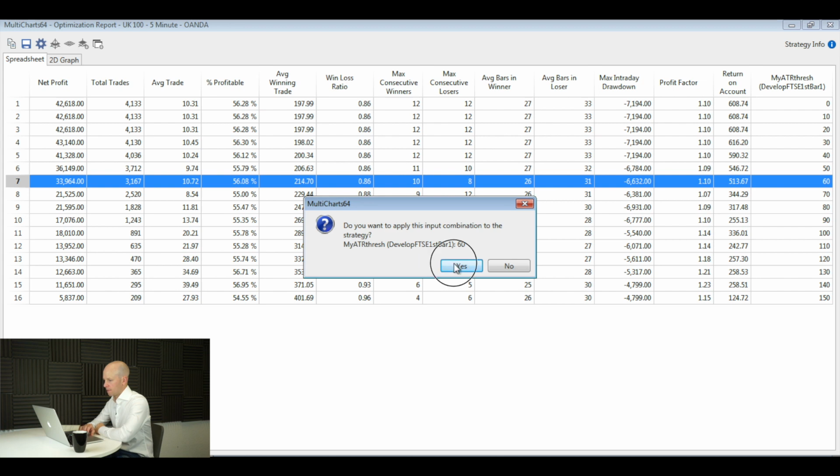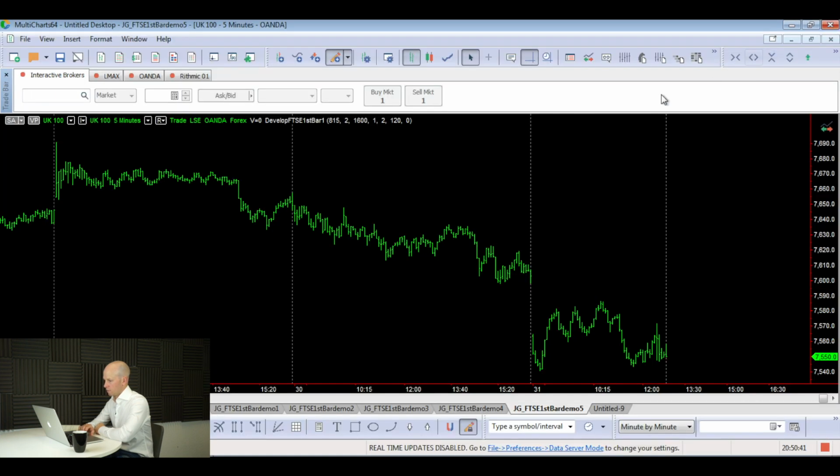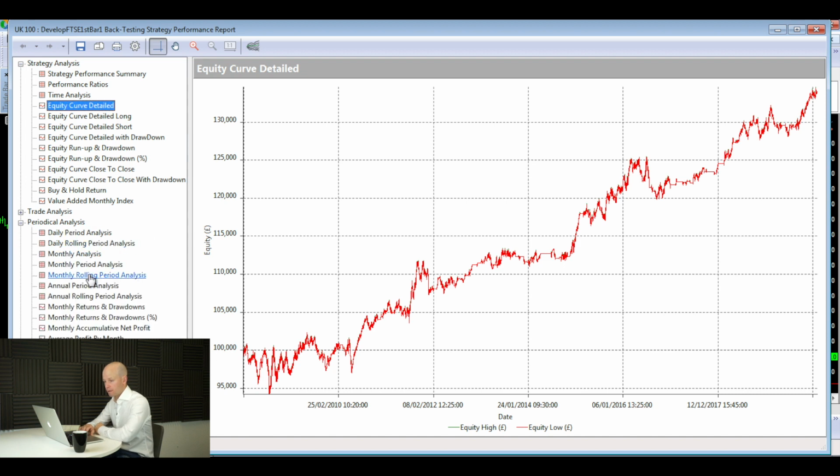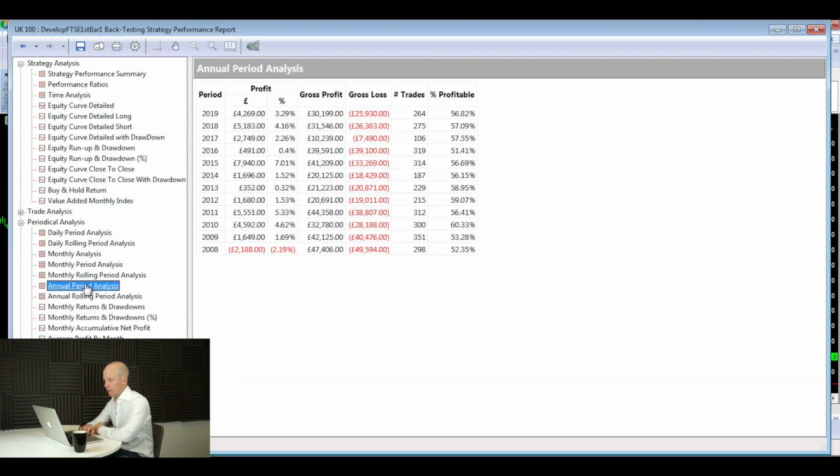So I've selected 60 and we'll have a look at the test results. That's the equity curve. Nice equity curve. Yeah, look at the period analysis and no, just one losing year. So that's probably the best yet. Again, do you think somebody's already optimized that value? Perhaps.